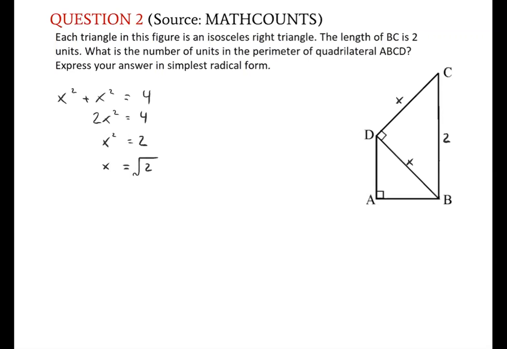Now that we know x, we also want to solve for these other sides, DA and AB, and we're going to call DA and AB y. So we know that y squared plus y squared will be equal to the square root of 2 squared. So that's just 2. Then we can solve for y. 2y squared is equal to 2. That means y squared is equal to 1, and y is equal to 1.